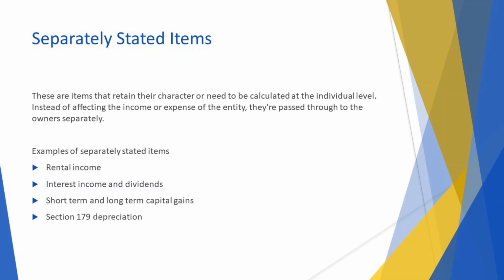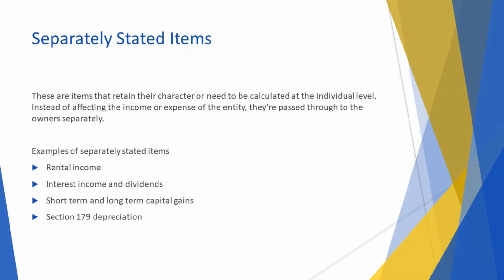What are separately stated items? These are items that retain their character or need to be calculated at the individual level. Instead of affecting income or expenses of the entity, they're passed through to the owners separately. Some examples on an S Corporation K1, Box 2, Net Rental Real Estate Income. Revenue and expenses go on Form 8825 of the entity return, flow to Box 2 on the K1, and are reported on Schedule E of the individual return.